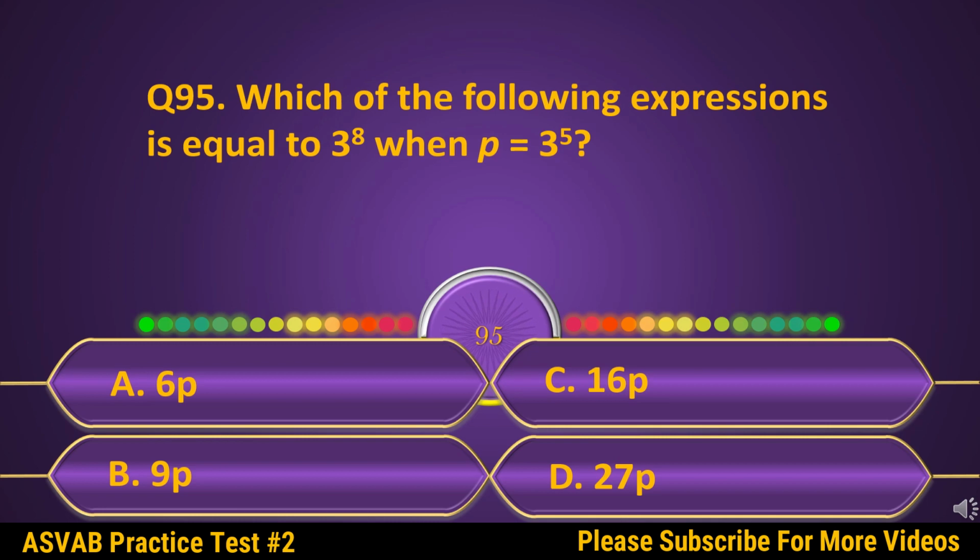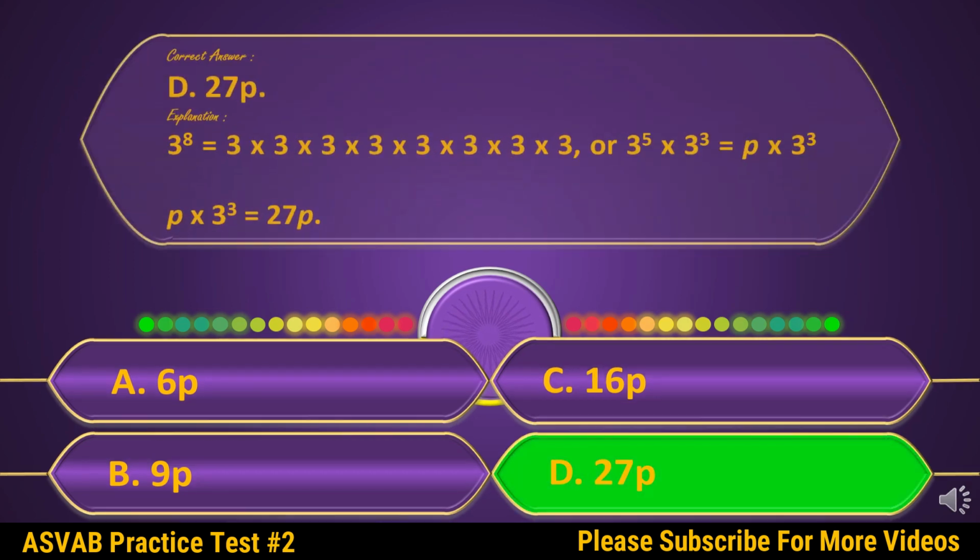Question number 95. Which of the following expressions is equal to 3 by 8 when p is equal to 3 by 5? And the options are A. 6p, B. 9p, C. 16p, or the option D. 27p. And the correct answer is option D.